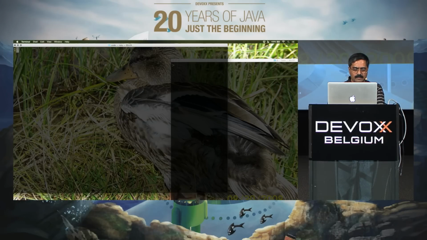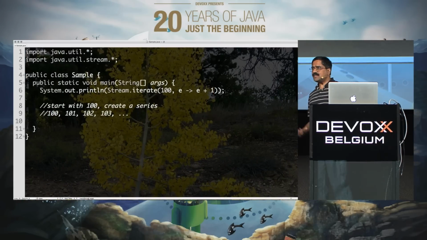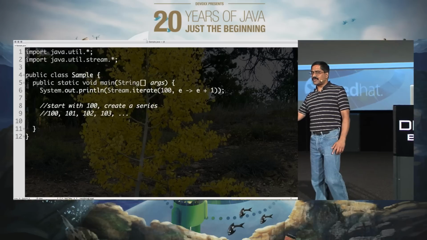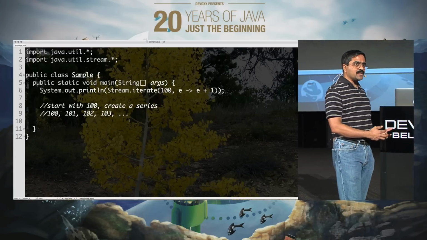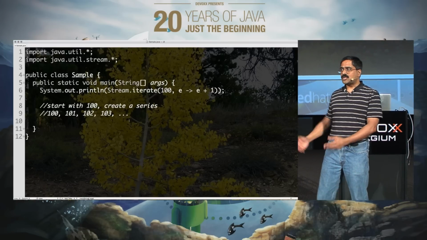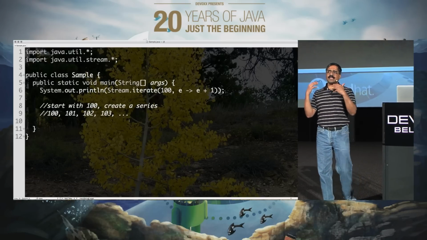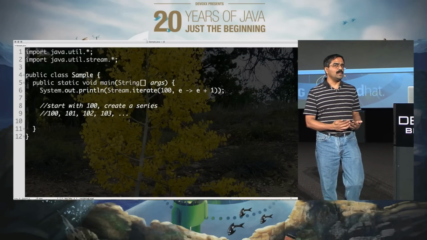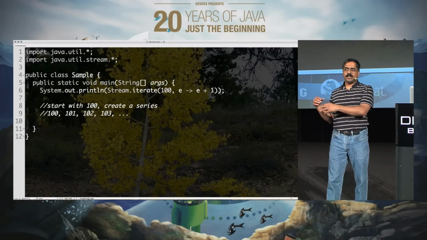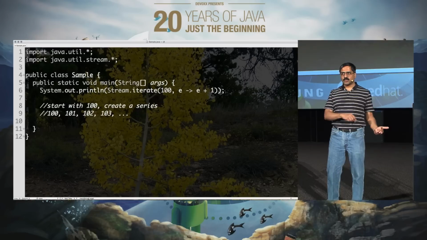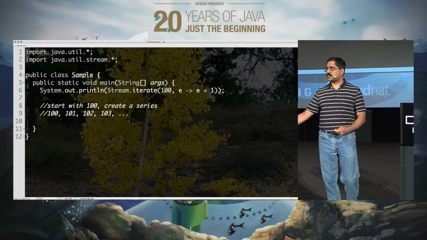Now, infinite streams cannot exist without laziness. Laziness cannot exist without no side effect. And no side effect cannot exist without immutability. So that is one of the reasons why immutability is so important. We are not saying make things immutable because it's fashionable. We are saying make things immutable because immutability paves way to no side effect. No side effect paves way to laziness. Laziness paves way to infinite streams as well.